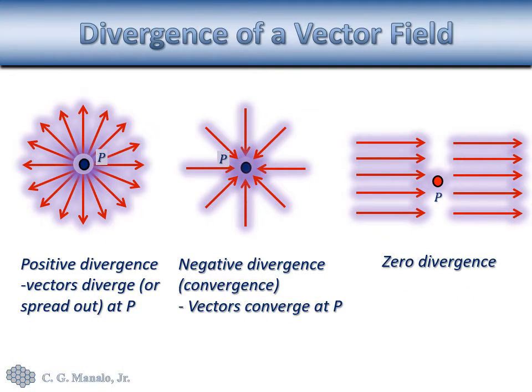Here are more pictures about divergence. The one on the left is positive divergence because the field is expanding around point P. The one in the middle is a negative divergence because the field tends to converge to point P. And the one on the right has a zero divergence because the amount of field that enters the point P and the field that leaves point P are the same.